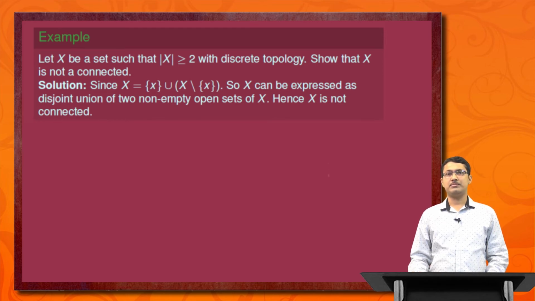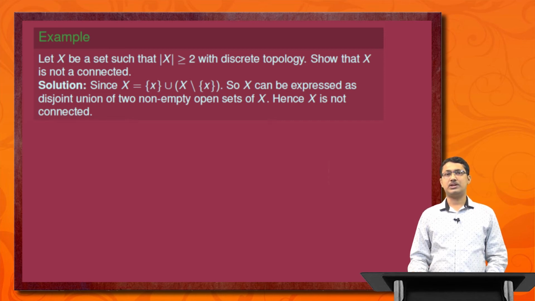Why are they open? Because in discrete topology every subset of X is open, so singleton x is open, and also capital X minus singleton x is also a subset of capital X, so it is also open. So both of them are open and both of them are non-empty. Why non-empty? Because the cardinality of X is greater than or equal to 2.